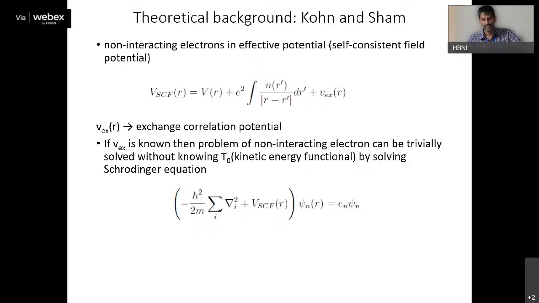Iteratively means you start with some guess trial wave function, and then this equation is solved. Based on the wave function, one can construct the electron density, and from the electron density, within Poisson's equation, one can construct the potential and then again solve the equation. So this equation is iteratively solved till this potential and wave function are consistent.